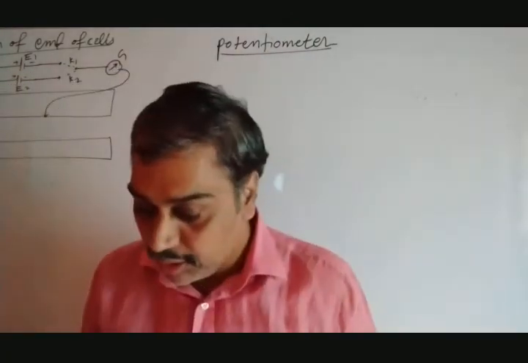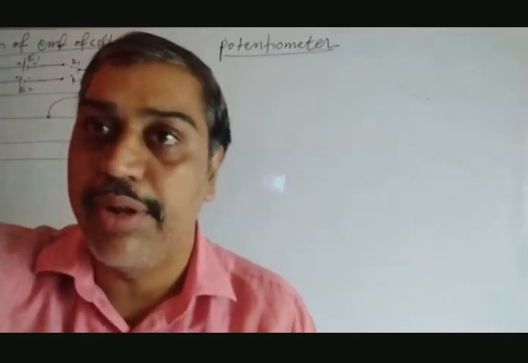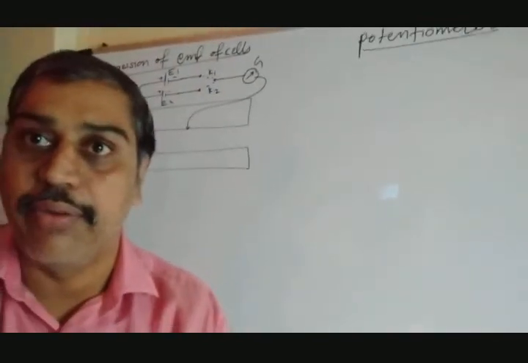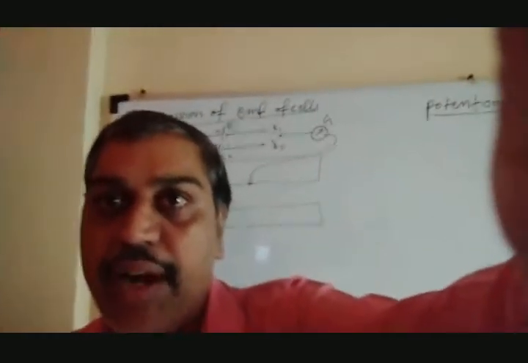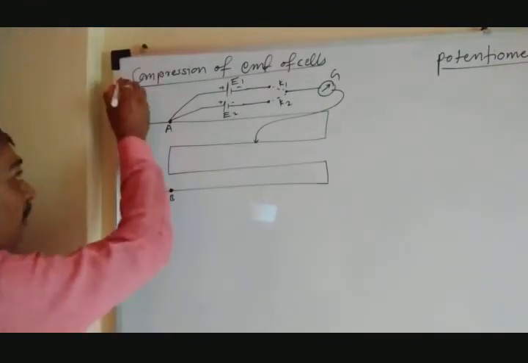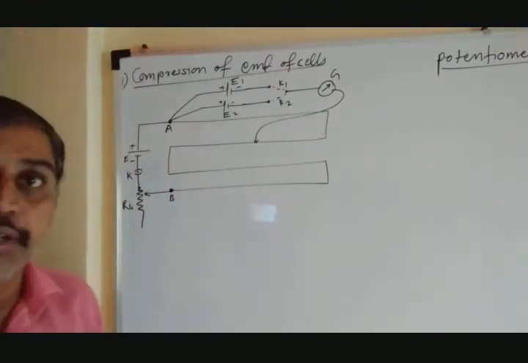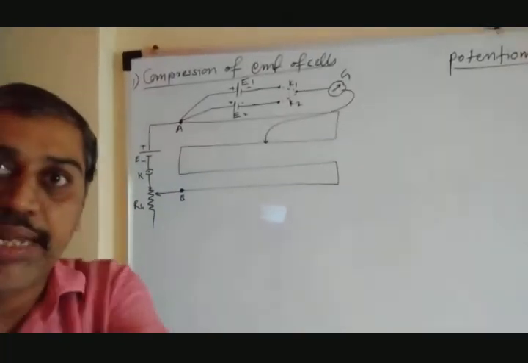The next part is 9.4.2, use of potentiometer. How can we use a potentiometer? That we have to consider. In your book, there are different applications of potentiometer. Let's start with the first one. The first application of potentiometer is comparison of EMF of cells.